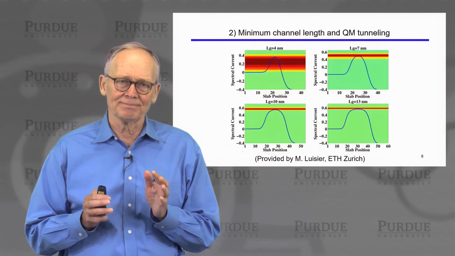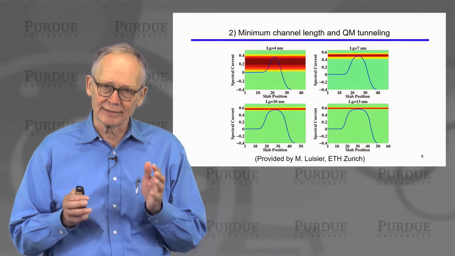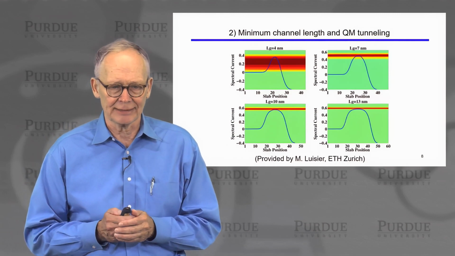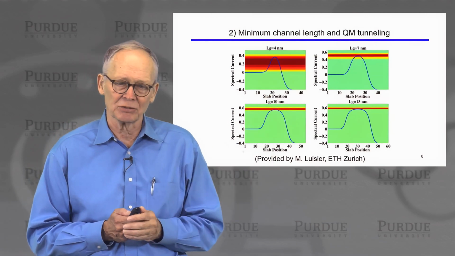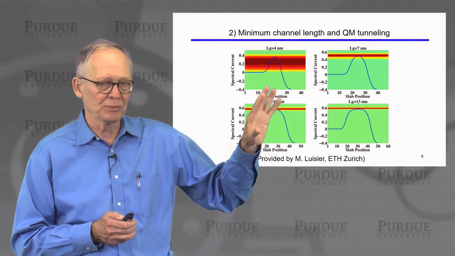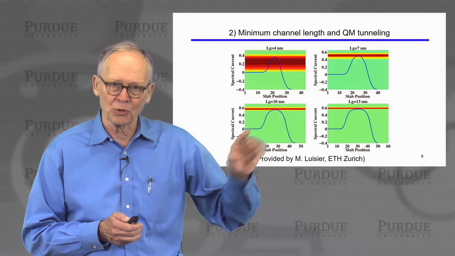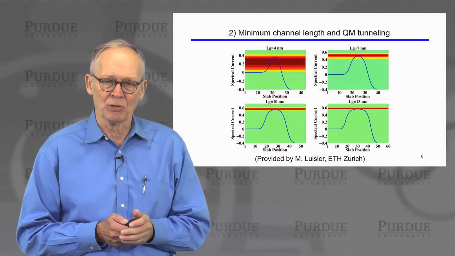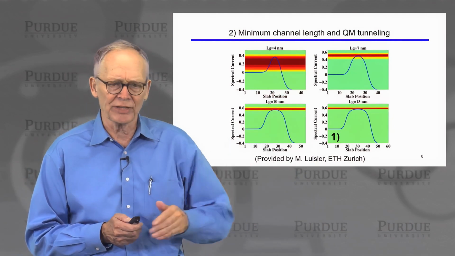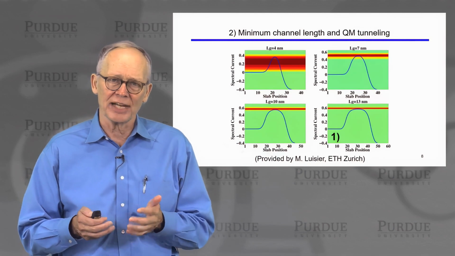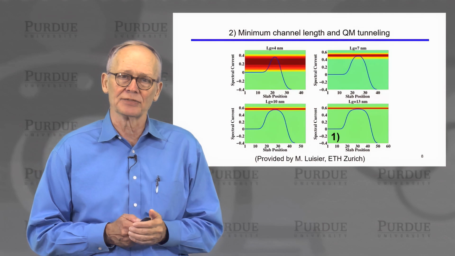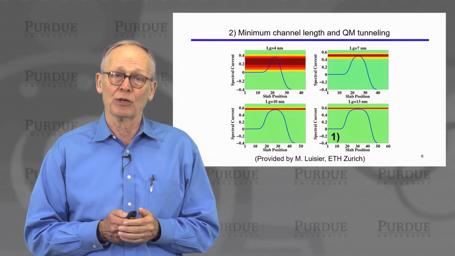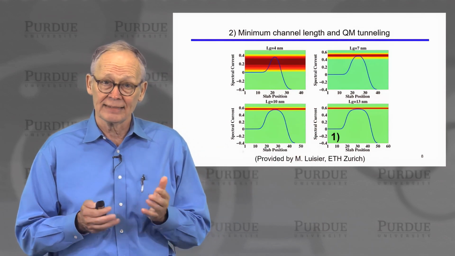Now, let's think about the minimum channel length. This is the second limit that I'd like to address. Now, we can get a physical understanding by some detailed numerical simulations. Here are simulations of quantum transport in a nanoscale MOSFET. If we start over here with a fairly long channel, 13 nanometers, the red here indicates where the current is flowing. The current here is flowing over the top of the barrier.